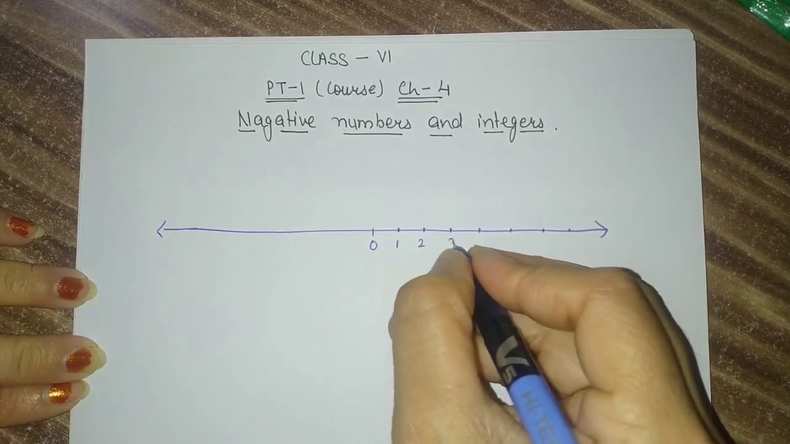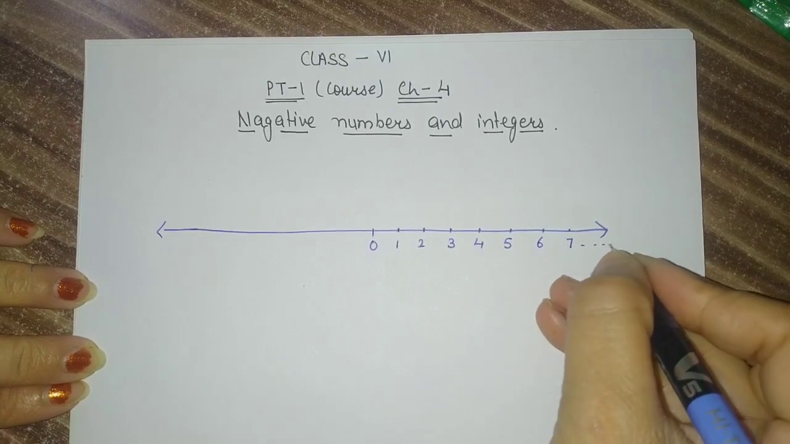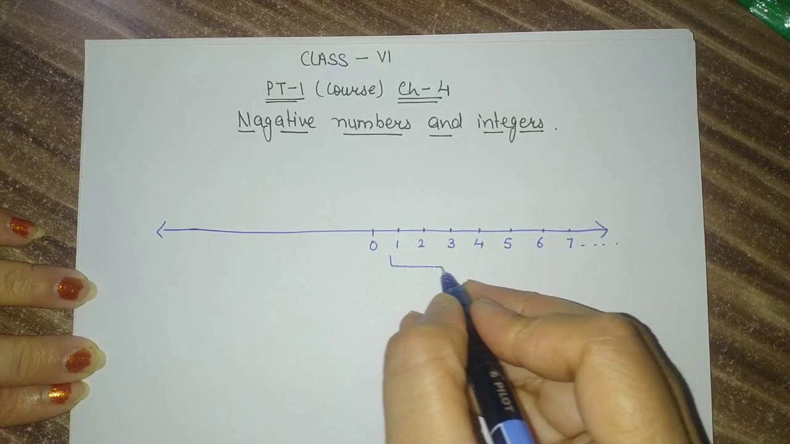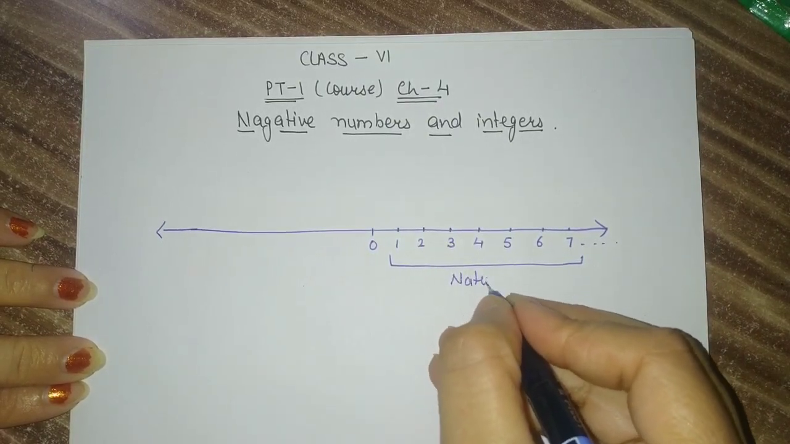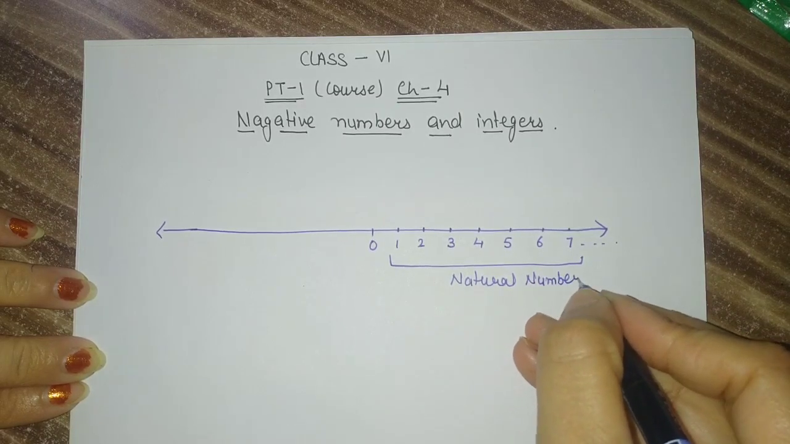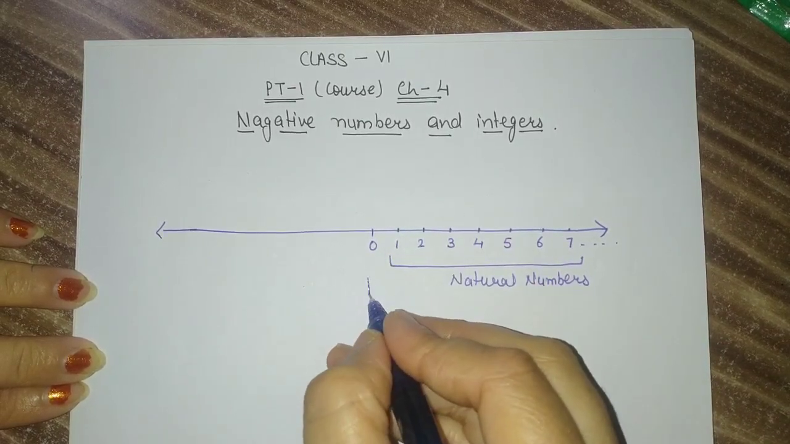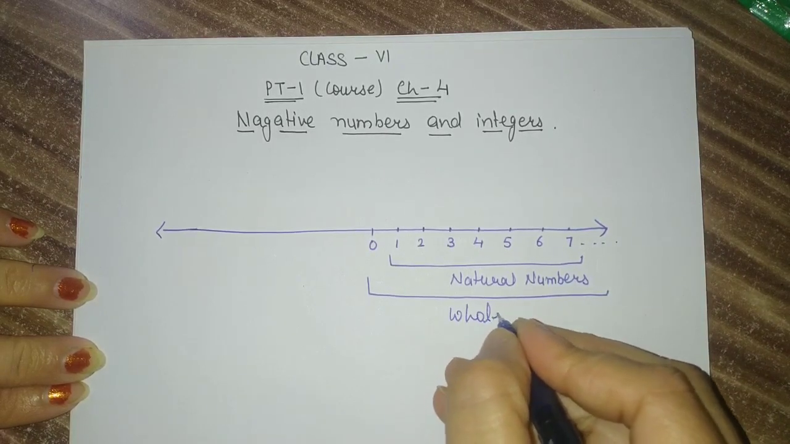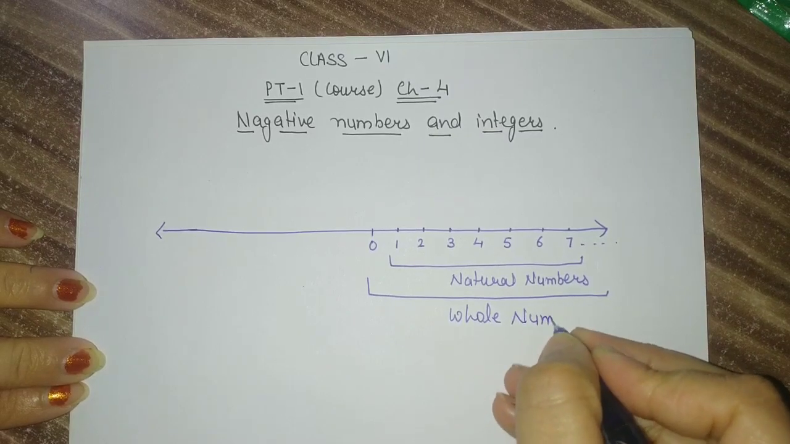1, 2, 3, 4, 5, 6, 7 and so on. Students, numbers starting from 1 till infinity are called natural numbers. What do we call these numbers? Natural numbers. If we include 0 in the natural numbers, then it becomes the whole numbers. We have already discussed natural numbers and whole numbers in our previous chapter.